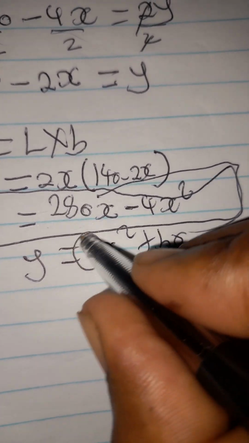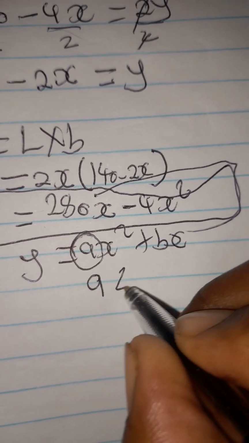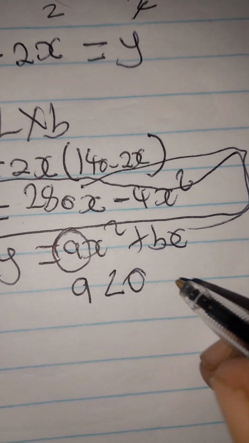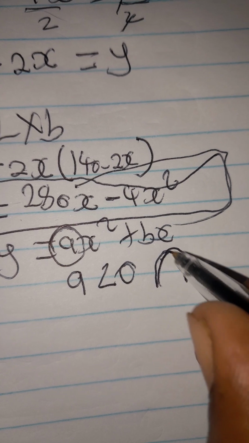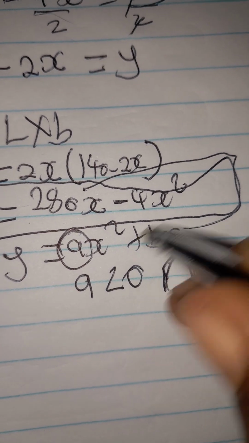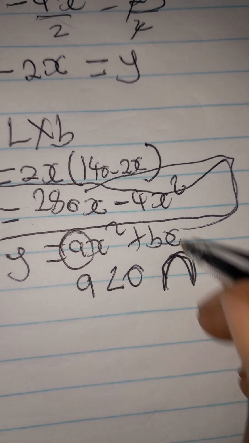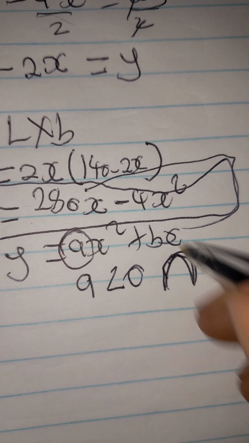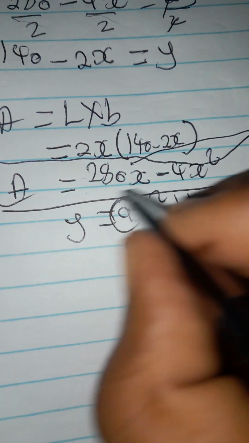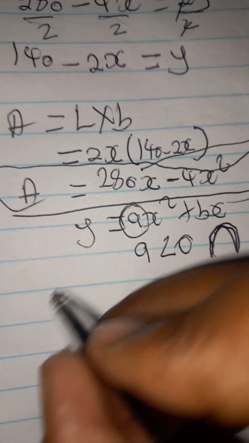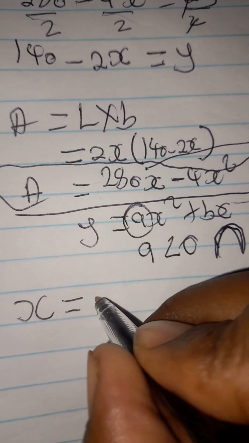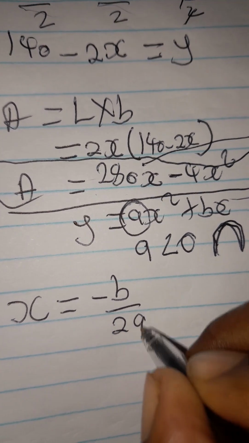So the a, it's negative. When a is negative, a is less than 0, then it will be a sad face. So when they say maximum, they are talking about the turning point. So this graph is at maximum. So we are going to look for the turning point of this, right? So we are going to use this formula, negative b all over 2a.